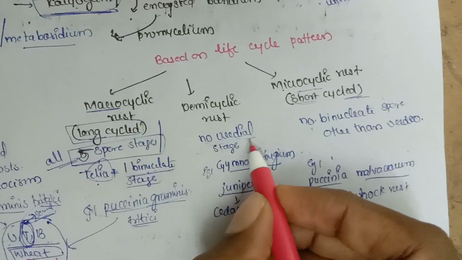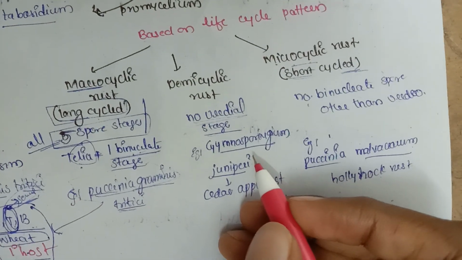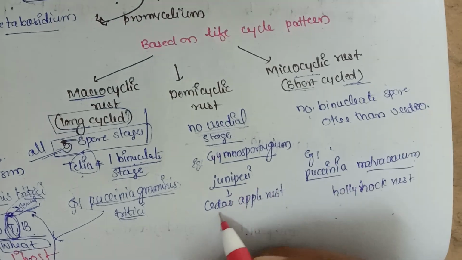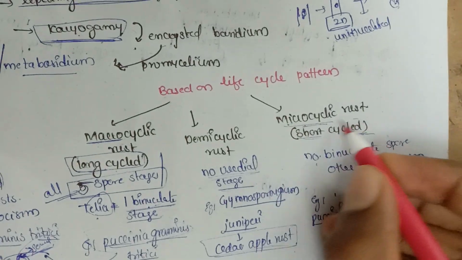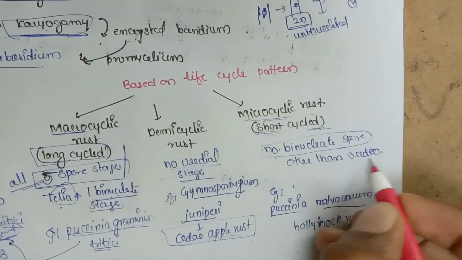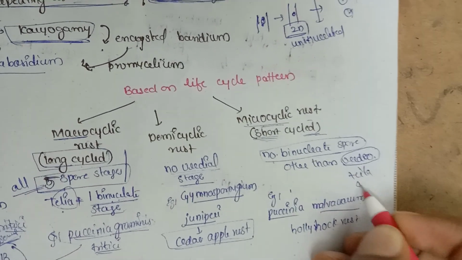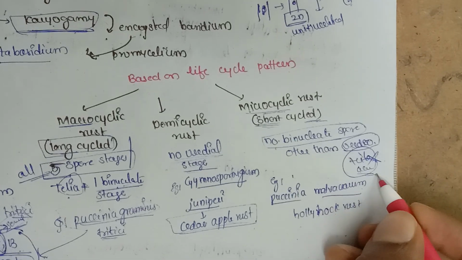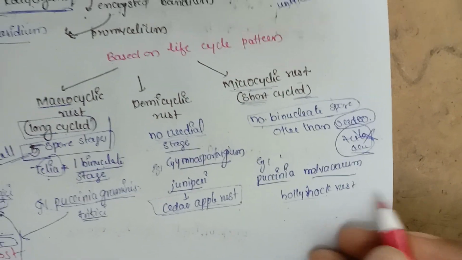Demicyclic means rusts which do not have the uredial stage. Example for it is Gymnosporangium juniperi, cedar apple rust. And microcyclic rust, which is short cycled. It has no binucleate spores other than teliospores, which means uredia and aecia are not present on it. Example for it is Puccinia malvacearum, hollyhock rust.